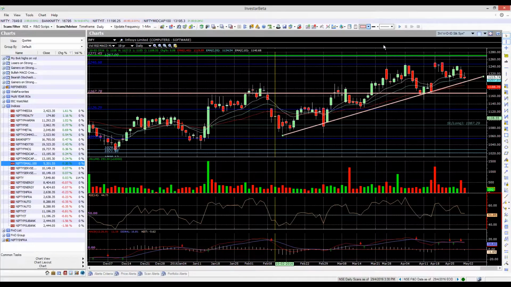If it comes back to about 1160, that will really be a good place to buy it, I think. Otherwise, we should just not be looking at it. So contraction, yes, but nothing particularly attractive. All right, so let's look at ACC and Ambuja.